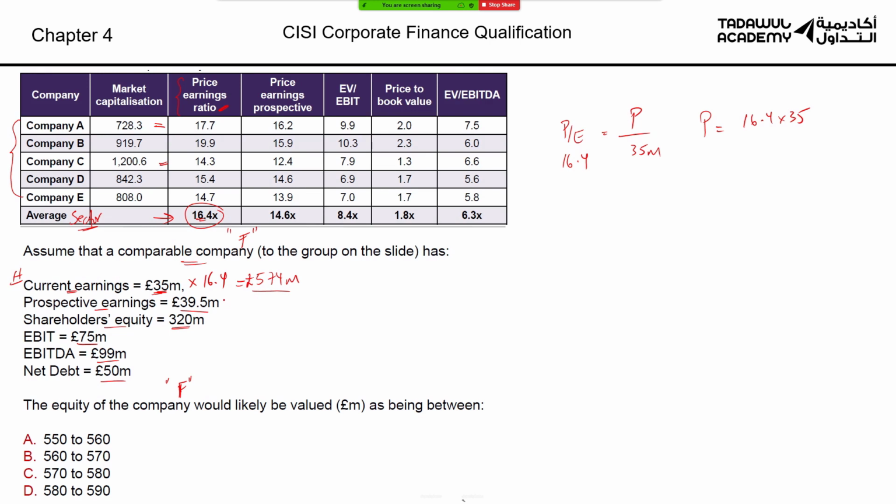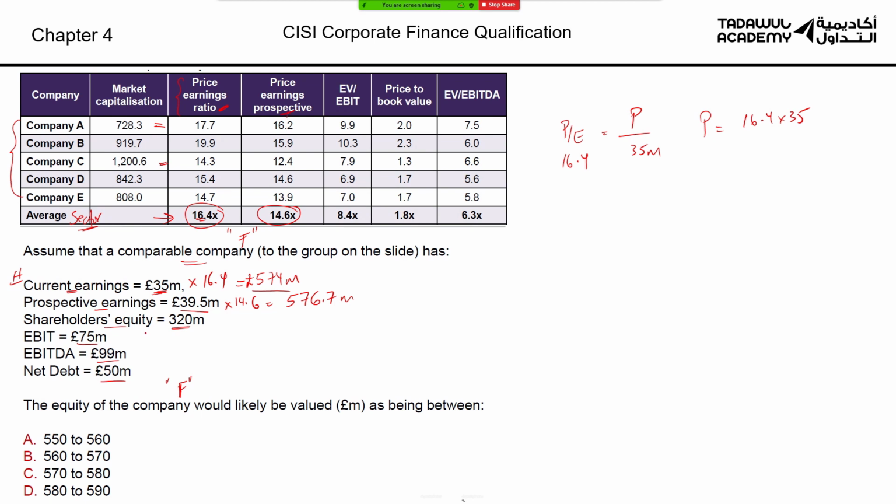On the prospective, the market average or the sector average is 14.6. We multiply it: 39.5 times 14.6. That's going to give us a valuation of 576.7 million if we use the prospective earnings.